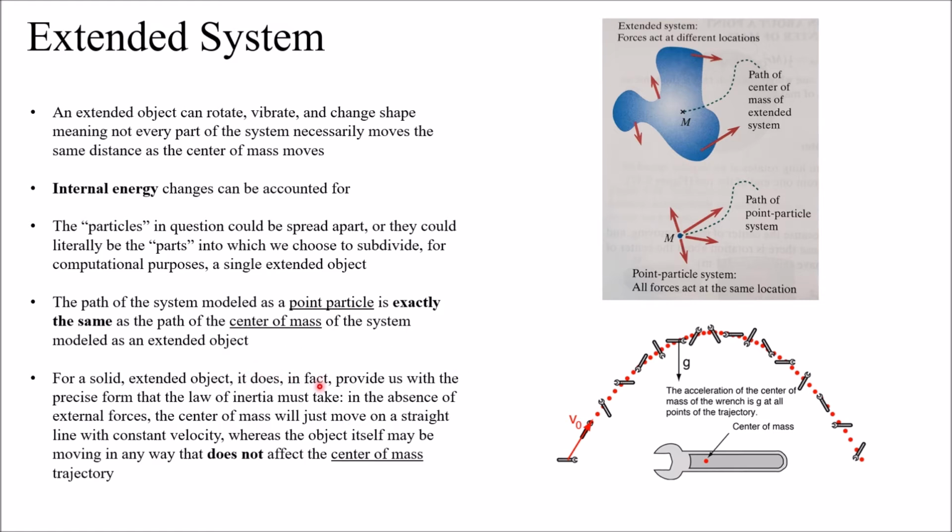The other idea here is for a solid extended object. It basically provides us with the precise form that the law of inertia has to take. And so in the absence of external forces, the center of mass will just move on a straight line with a constant velocity. Whereas the object itself may be moving in any way that does not affect the center of mass trajectory. And so we see that again with that wrench. It's not affecting the motion of that wrench, it's not affecting the center of mass trajectory. Okay, so that's the basic idea of an extended system. We're extending the idea of a system to account for parts that we might not usually care about.